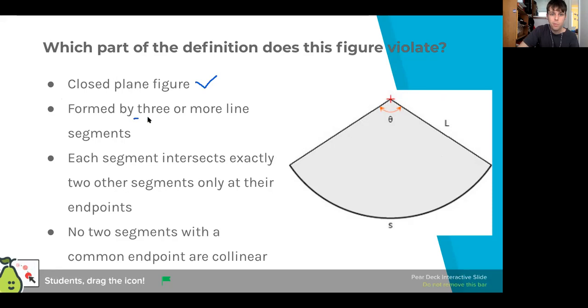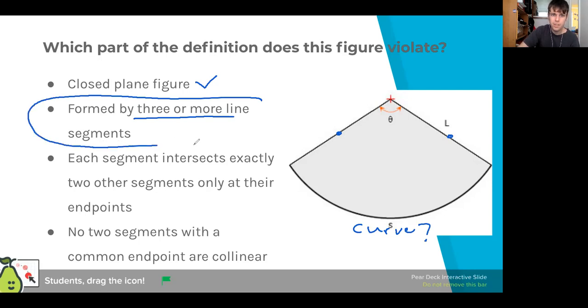Formed by 3 or more line segments. I see a problem here. 1 line segment, 2 line segments, curve. Curve? I think it violates this one here. It is not formed by 3 line segments. But let's look at the rest here. Each segment intersects exactly 2 other segments only at their endpoints. So this segment here intersects 1 segment at the endpoint. This isn't a segment. Again, it's a curve. I guess it's violating this one too.